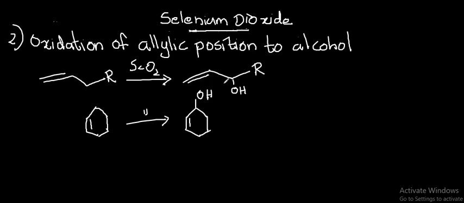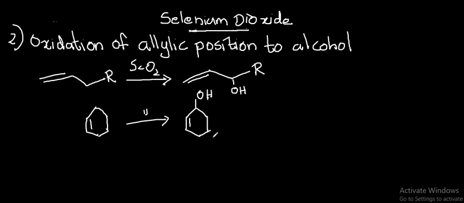If the allylic position is highly reactive, then the alcohol may oxidize to a carbonyl compound. That is, further oxidation may occur. It is one of the best methods to convert olefin to alcohol. For example, this is cyclohexene. On Riley oxidation, it will be converted into alcohol.